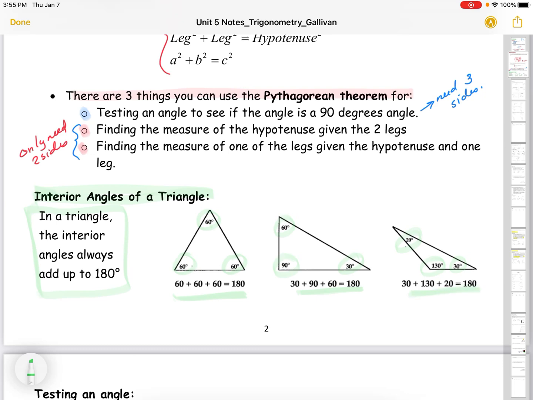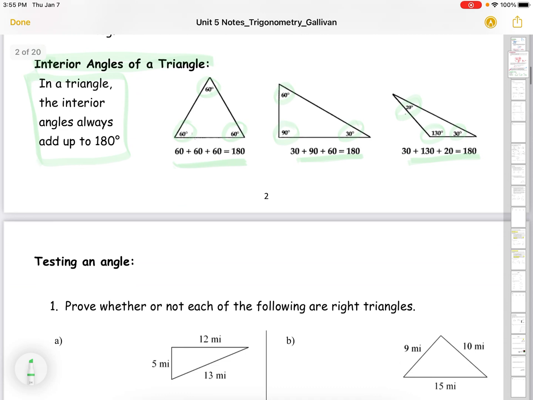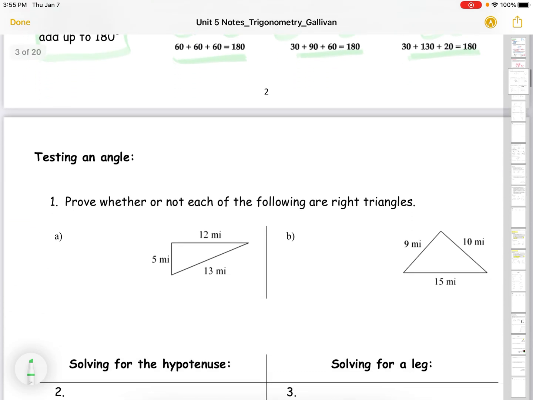So what you can see is that if you're missing one of those angles, but you have two of them, you can use the two you know and the fact that they have to add up to 180 to find the missing angle. Now, testing an angle. So let's do some examples just so we see what we're talking about with all this.